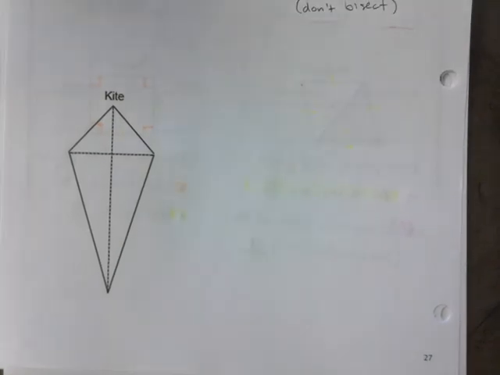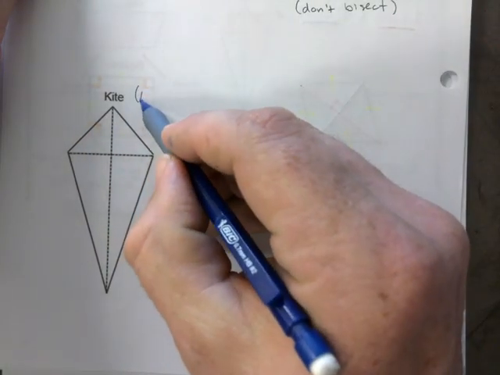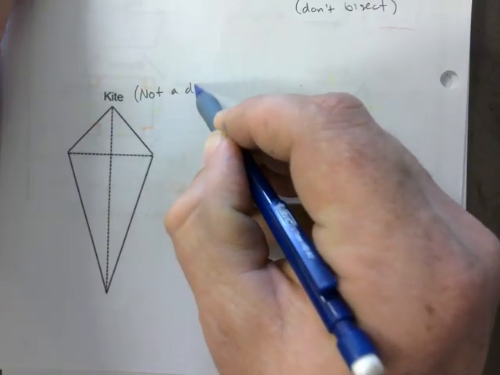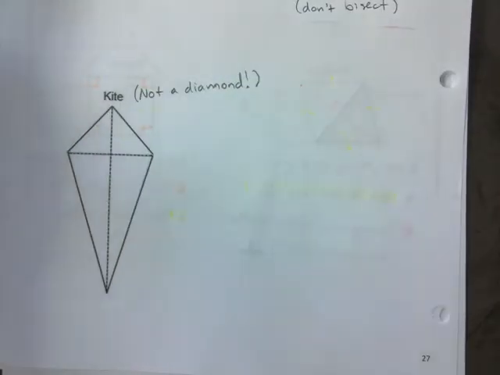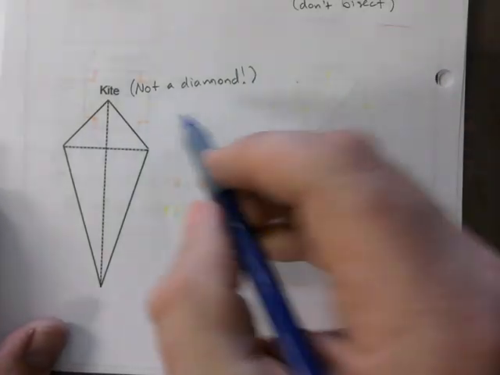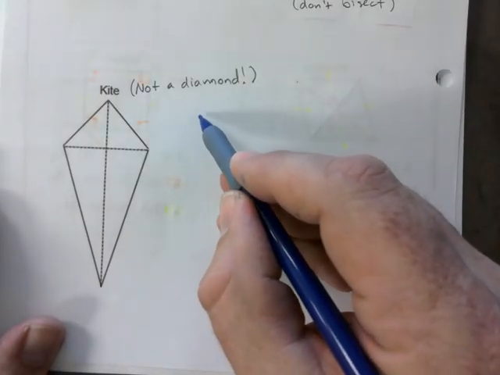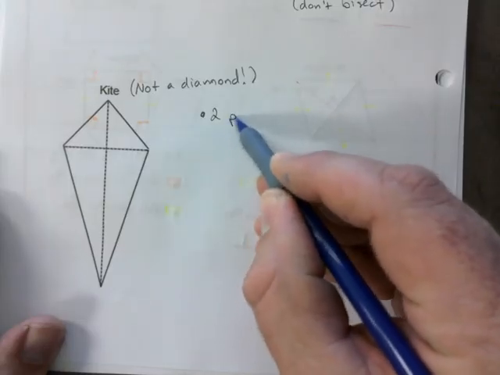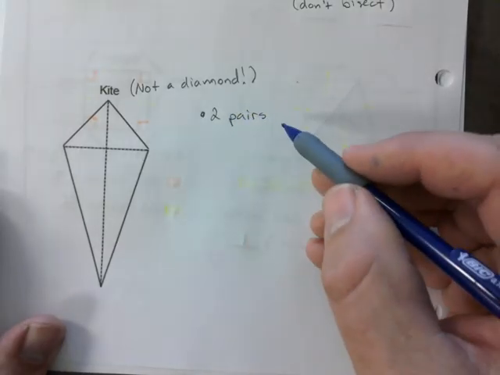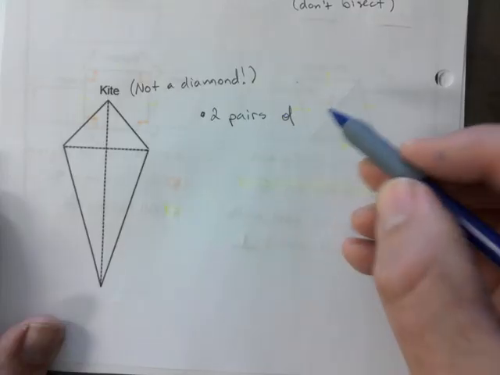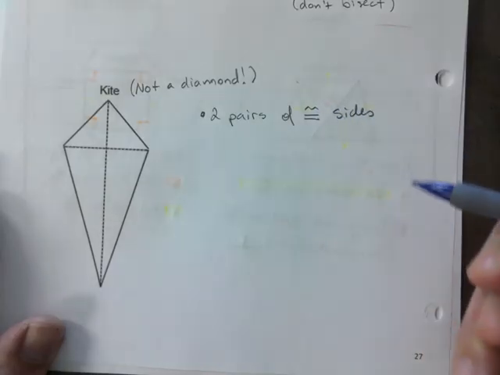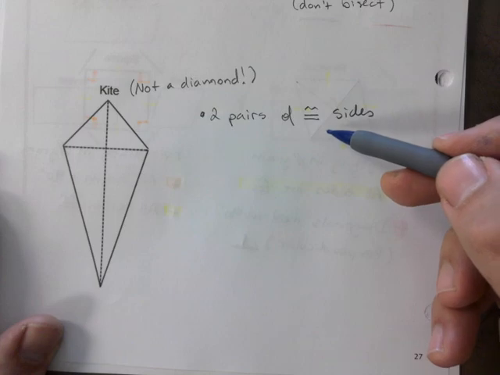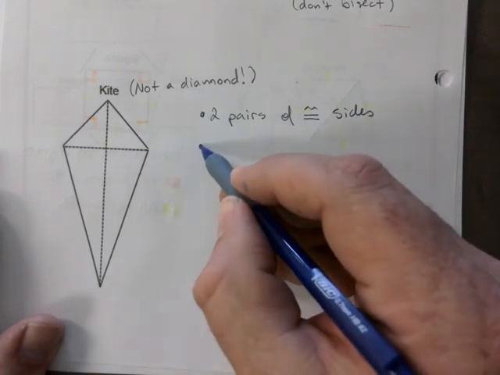A kite. Should I do this? I'm just going to do this. Not a diamond. So then when you read through the notes, you'll be like, oh yeah, don't mention that it's a diamond. Okay. It's got 2 pairs of equal sides. You know what? Honestly, if you put equals on your study sheet, I don't care. It's just congruent.